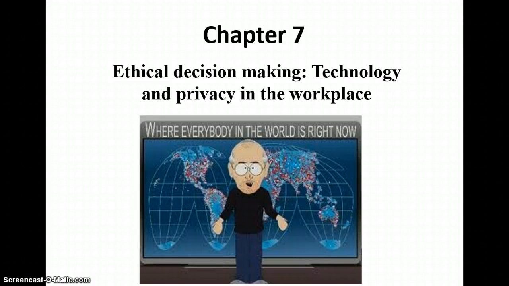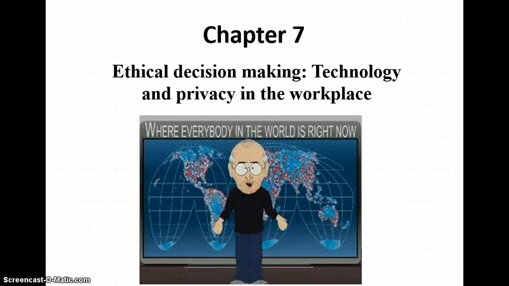In this chapter and throughout this module, we'll consider privacy, not only in the workplace, but also from a consumer standpoint. So we'll look at privacy as it pertains to employees, but we'll also look at privacy as it pertains to consumers. And I like to start this module with a little cartoon here.